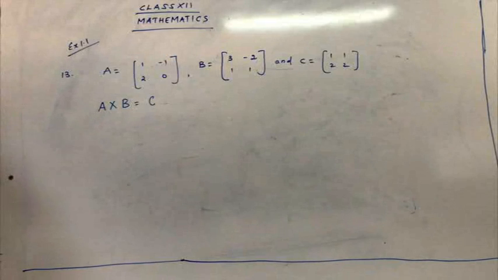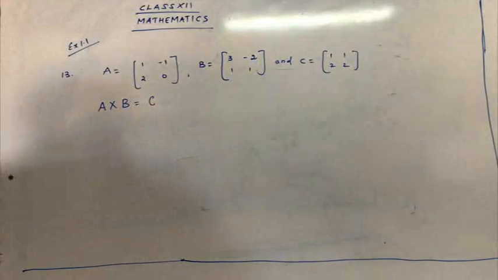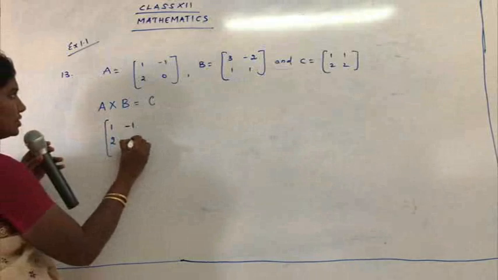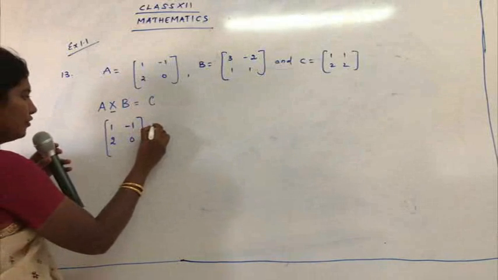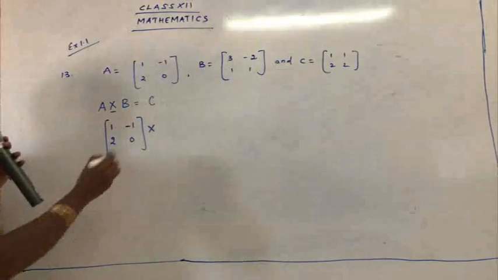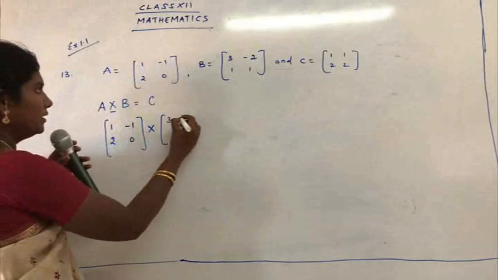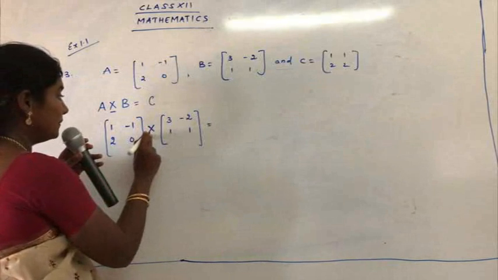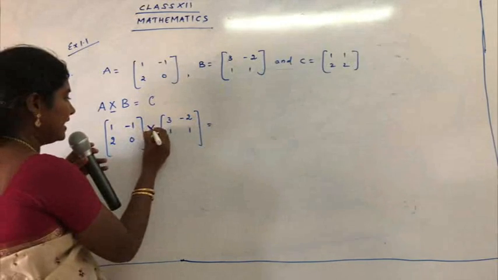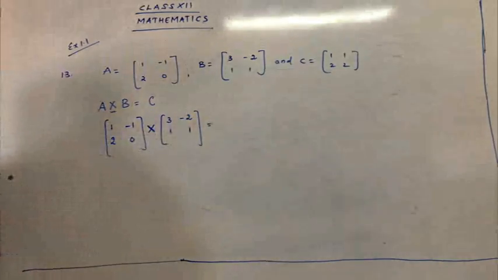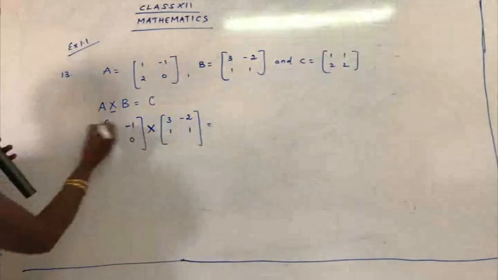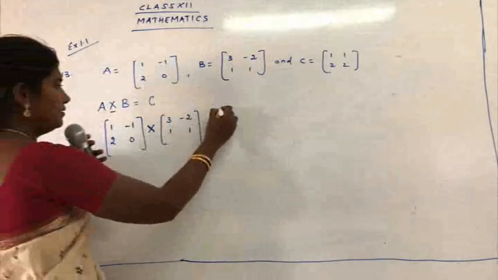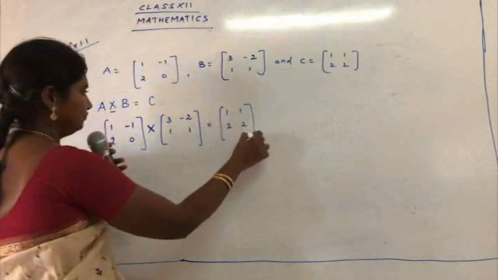So first of all, let us present all the matrices that are known to us in the given format. So this is 1, minus 1, 2, 0. The next one is X. I don't know the value for X, so just keep X as it is. Next is B. What is B? 3, minus 2, 1, 1. This is not a multiplication sign. Be careful, children. This is your capital X, so just write it a little bigger. Do not get confused. So this is equal to C. What is C? 1, 1, 2, 2.